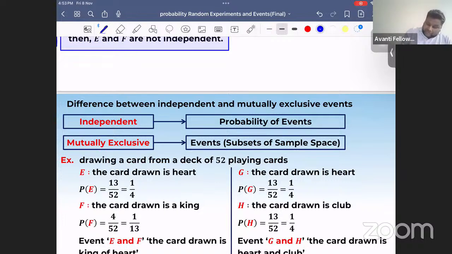So in mutually exclusive events, probability of E intersection F is 0, and in independent events, probability of E intersection F is P(E) into P(F). So if two events are such that they are mutually exclusive as well as independent, that means P(E) into P(F) is 0. So at least one of the two events has to be what? Impossible. Got it?